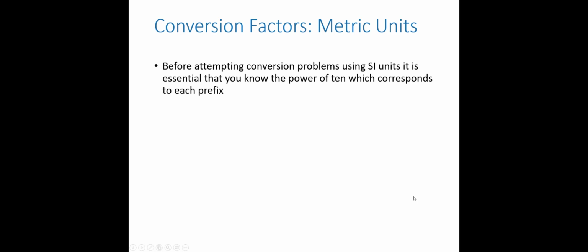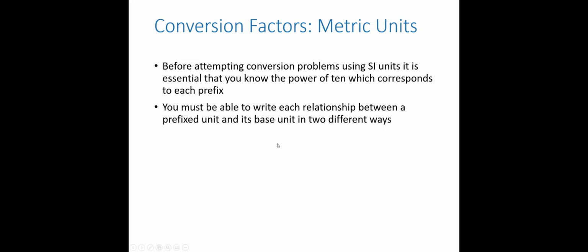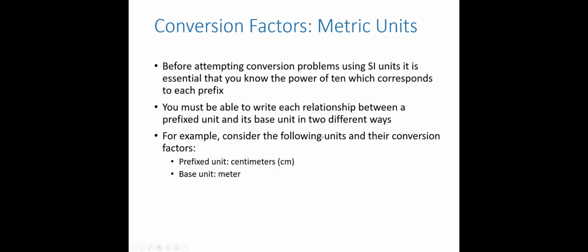Now this process can be somewhat more confusing when we're using metric units when you first start doing it. But if you find a consistent way to do it, you're likely to have no problem with this. So you need to be able to write a relationship between the prefixed unit and its base unit in two different ways. So let's say we wanted to go, for example, between centimeters and meters. So I'm going to call this a prefixed unit because it has centi, a prefix on it, and that is the base unit, meter.